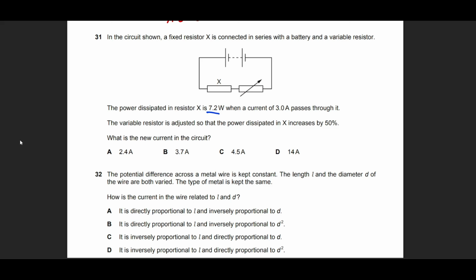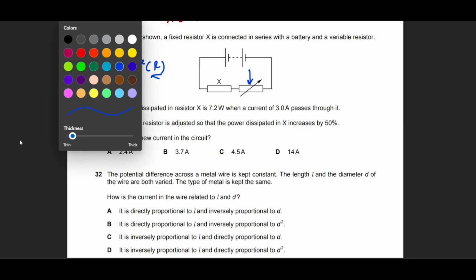Okay, let's try to do that. So we have P equals I square R, right? So 7.2 equals 3 square into R, where R is going to be the constant. If you don't want to do it this way, you know that this R of X is constant in both situations, because this is the fixed resistor. We're not changing its resistance at least.